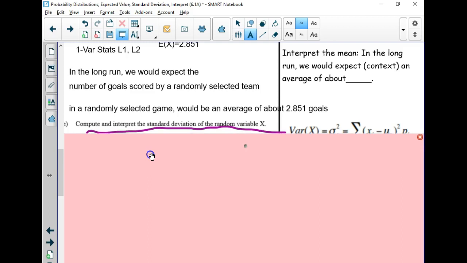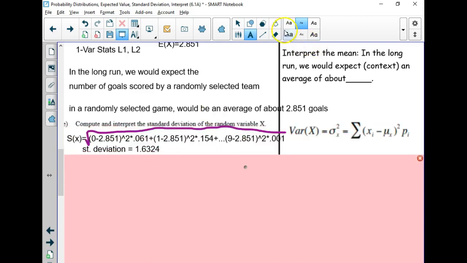All right, now it says compute and interpret the standard deviation of a random variable x. Now I have a bunch of work here. Ignore my work. Let me explain it first. They don't give you the standard deviation. They give you the variance in the formula sheet, and variance is equal to the standard deviation squared. You can see that there.